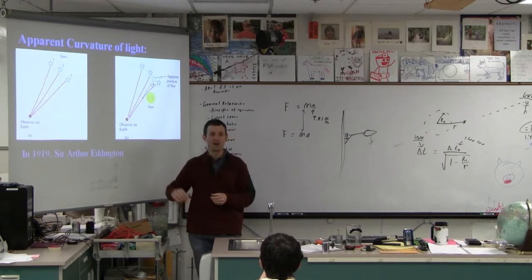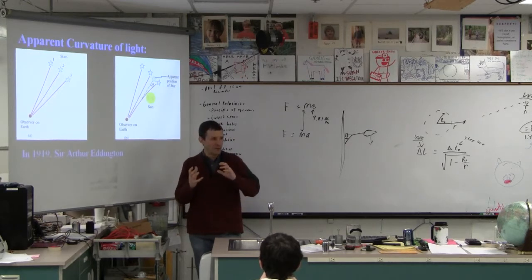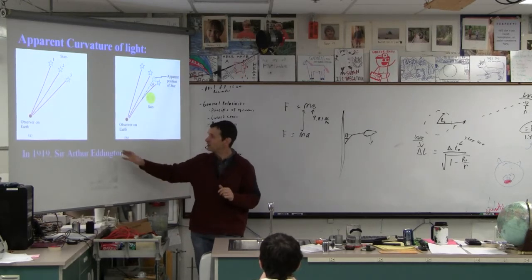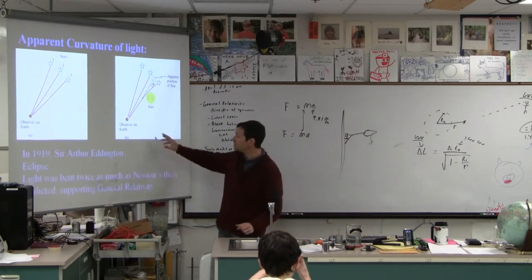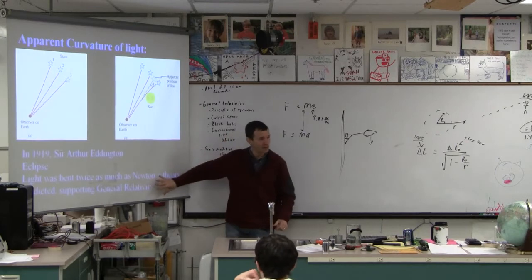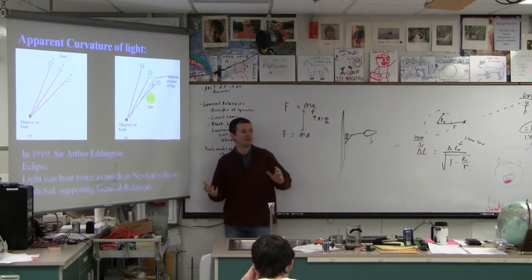Okay, so Sir Arthur Eddington goes there, and I believe the weather almost was bad, but wasn't bad. He confirms that the amount of bending was twice as much as what Newton predicted. This kind of confirmed Einstein's theory.